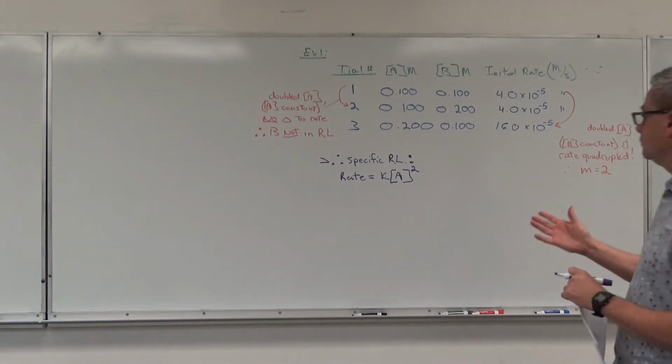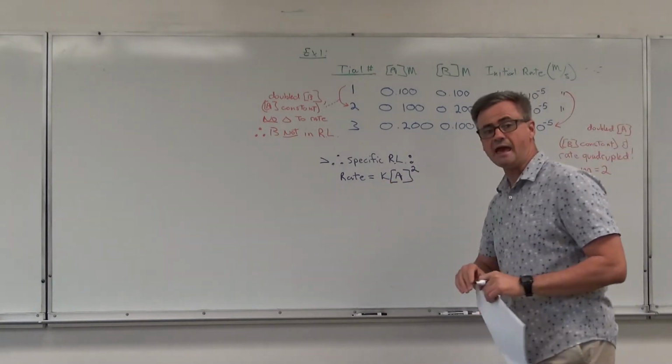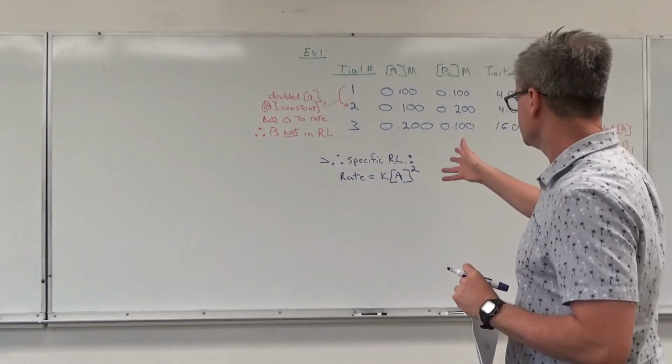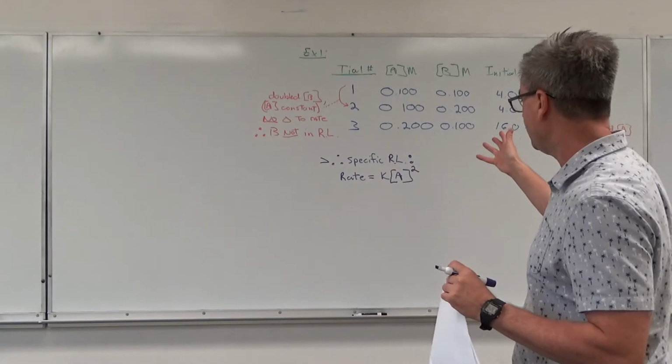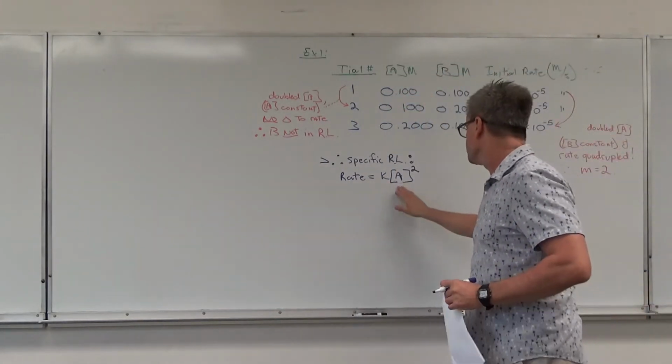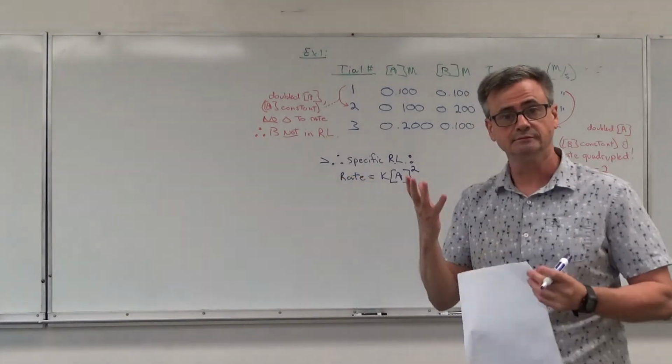All right, now we can actually determine K. How can we determine K? Well, rearrange the equation, solve for K, and then take any one of these trials and you have all your variables. You have your concentration of A and you have the associated rate.